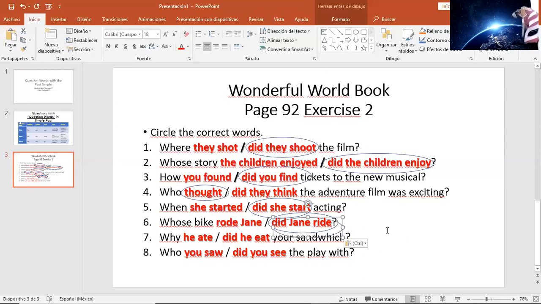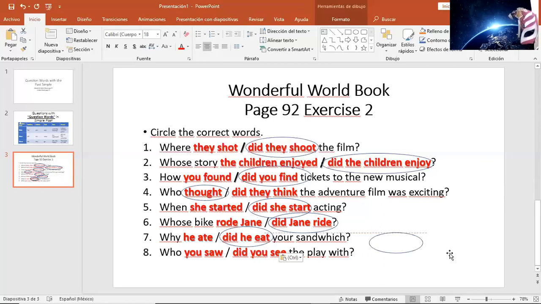So let's go with number seven. Why he ate or why did he eat your sandwich? We have the question word, then the auxiliary did, the subject, and the verb. So right here we have the correct answer. Why did he eat your sandwich? Okay? And number eight, okay.